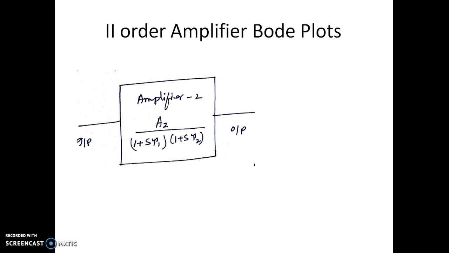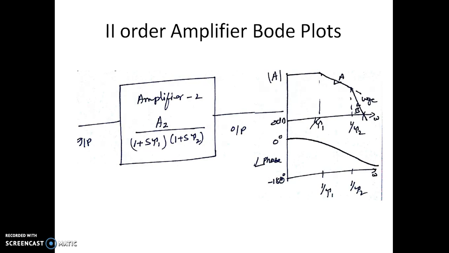Similarly, let us consider a second order amplifier and its Bode plot. The frequency response, both the magnitude and the phase plot, of this amplifier has two poles. 1 over tau 1 and 1 over tau 2 are the two cutoff frequencies. As we can see from the magnitude plot, the magnitude will be of constant amplitude of gain A2 till 1 over tau 1. We are assuming 1 over tau 1 happens to be the first pole frequency, which happens to be the dominant pole in this particular case.